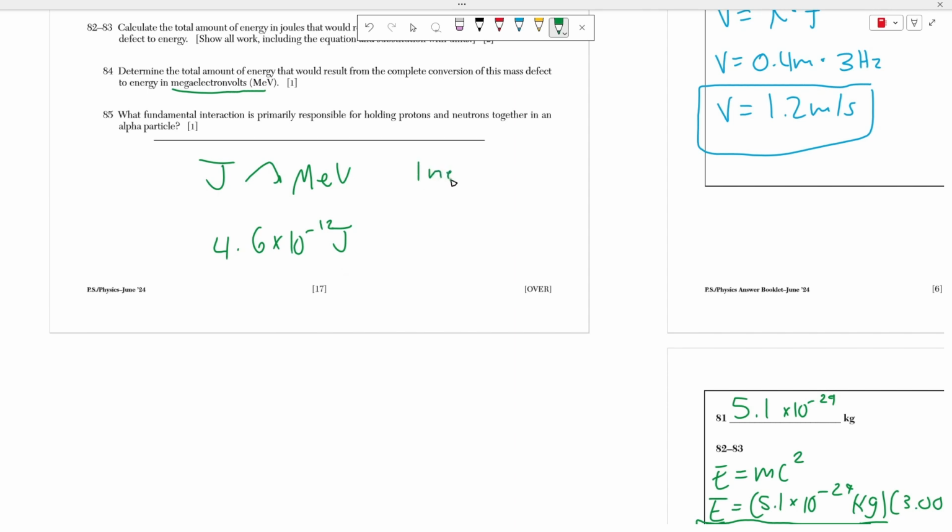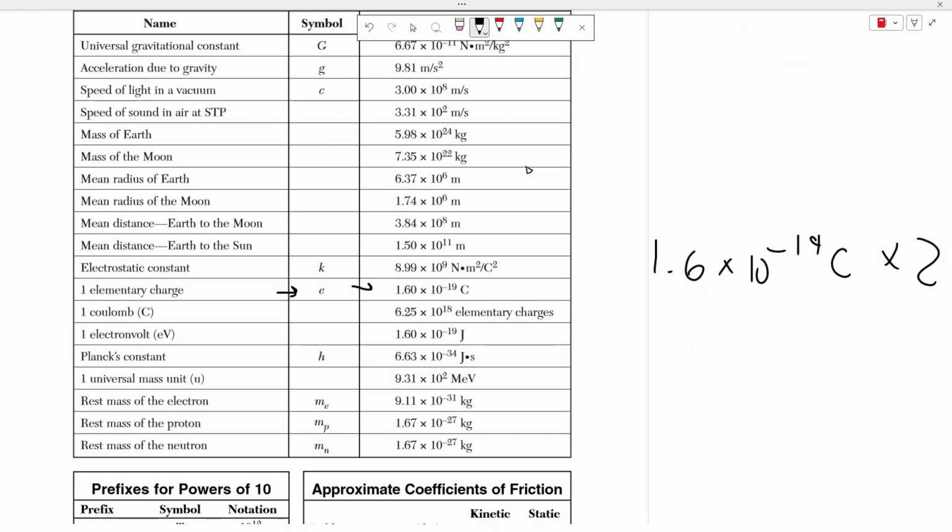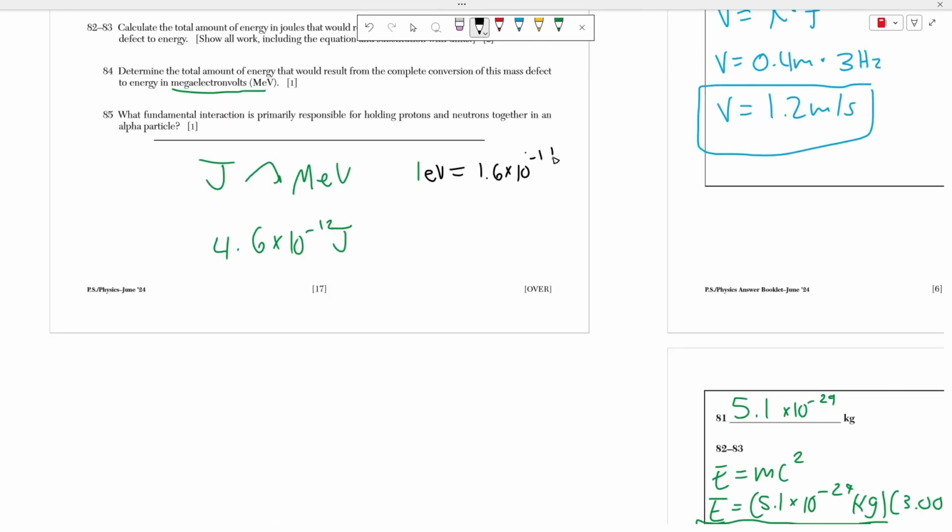I know that 1 electron volt, not mega electron volt, but electron volt, is equal to 1.6 times 10 to the power of negative 19 joules. So I can either multiply 4.6 times 10 to the power of negative 12 by 1.6 times 10 to the power of negative 19, or I can divide it. In this case, I'm going to divide it because guess what? Those units are going to cancel out. If I divide this by 1.6 times 10 to the power of negative 19 joules, these two joules are going to cancel out, and I'm going to be left with electron volts.